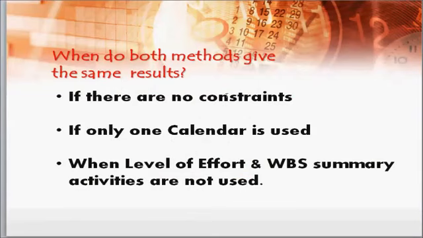When do both methods give the same results? There are 3 cases. The first is that if there are no constraints used. The second, if only one calendar is used. And the third method is when the level of effort and WBS summary activities are not used in the schedule.